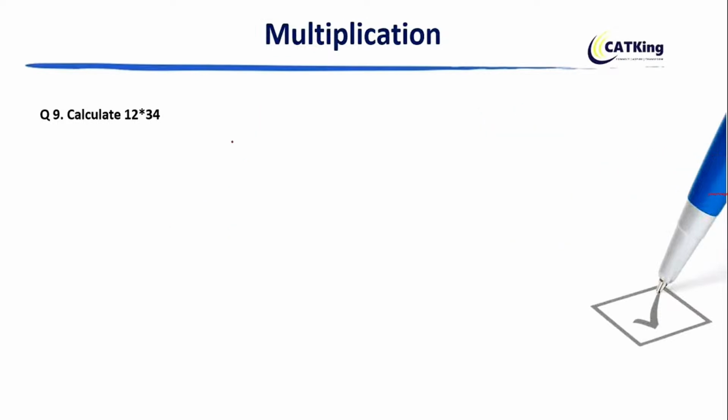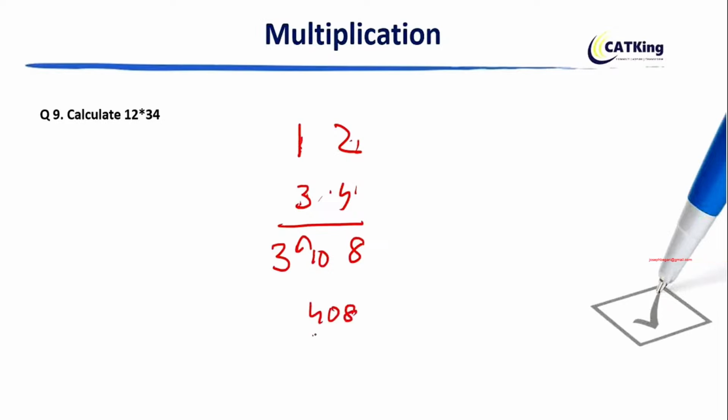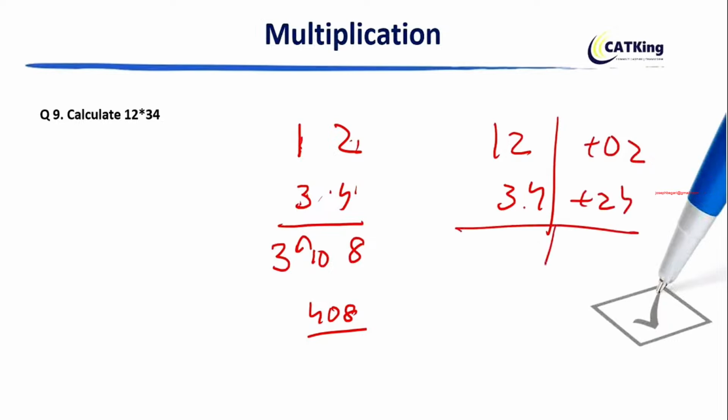12 into 34. So again write 12, write 34. What is 4 into 2? 8. What is 3 into 1? 3. The middle number will be 4 into 1 plus 3 into 2, 4 plus 6, that is 10. 1 given carry over. Answer is 408. Or if you want to do it by the previous method, write 12, write 34, difference from 10 is plus 02, difference from 10 is plus 24, right? 34 plus 2 is 36, 24 into 2 is 48. Give carry over, so this becomes 10, hence again 1 given carry over, 408.